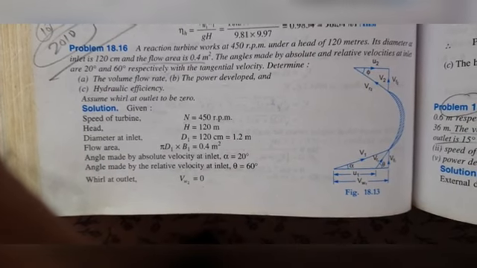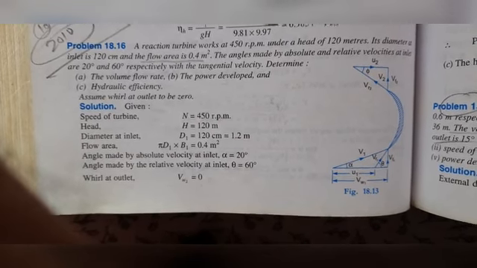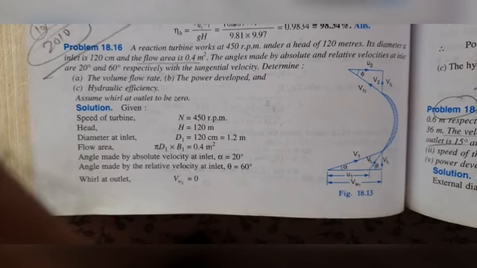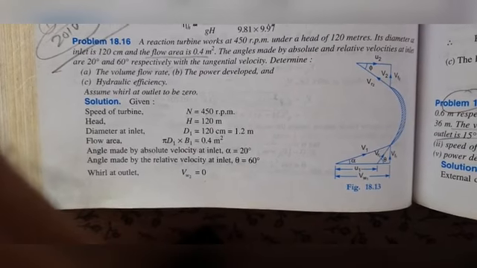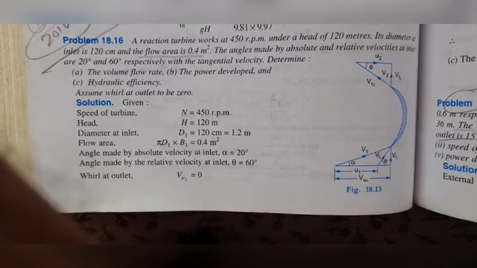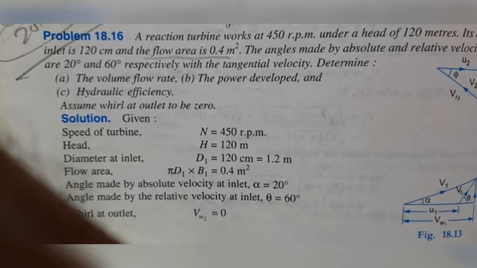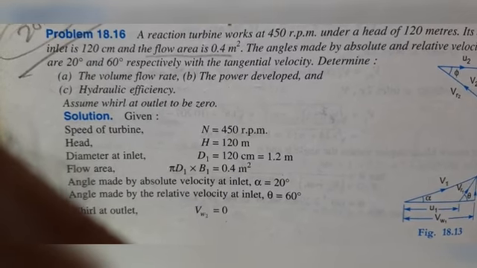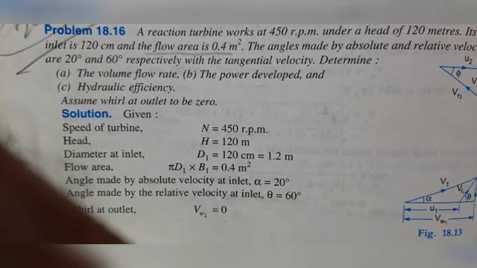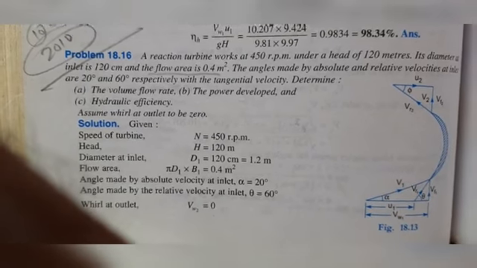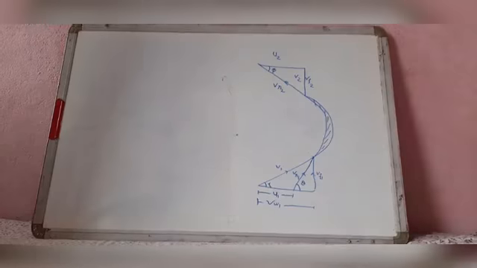The angles made by absolute and relative velocities at inlet are 20 degree and 60 degree respectively with the tangential velocity. Determine first the volume flow rate, second the power developed, and third hydraulic efficiency. Assume work at outlet to be 0. This question is very important and many times it is asked in examination.